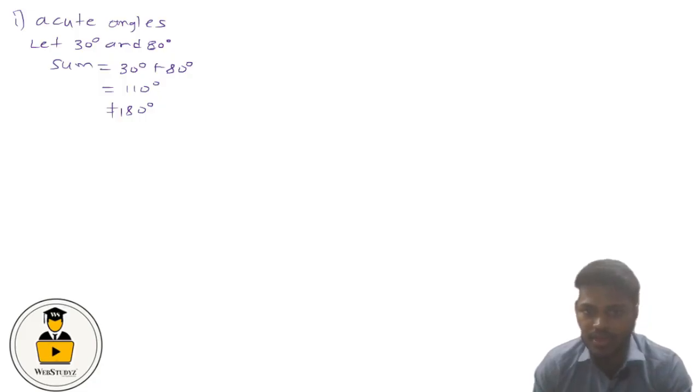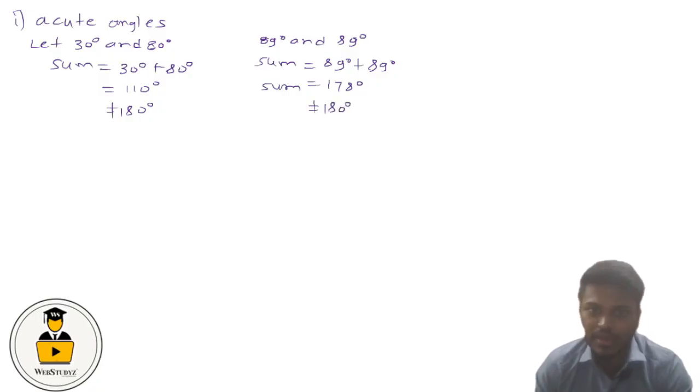Now let us consider another example. This time let us assume the pair to be 89 degrees and 89 degrees. Now these two angles are acute angles. Now let us find out the sum. The sum will be 89 degrees plus 89 degrees, so it will be 178 degrees. Now since the sum is not equal to 180 degrees, we can again say that these two angles are not supplementary.